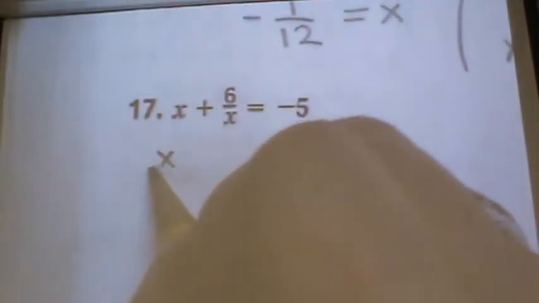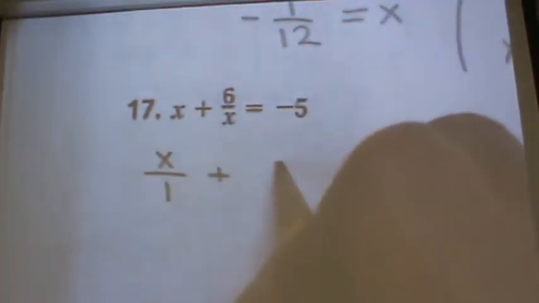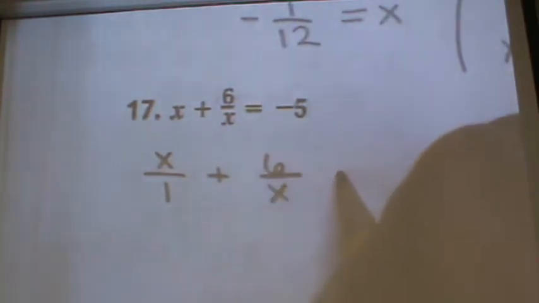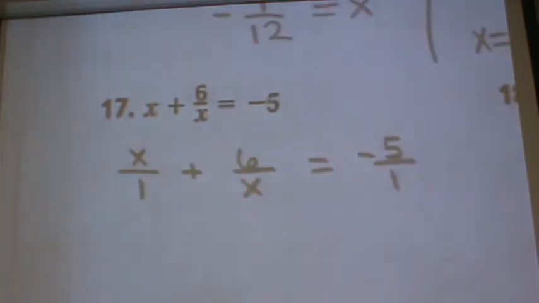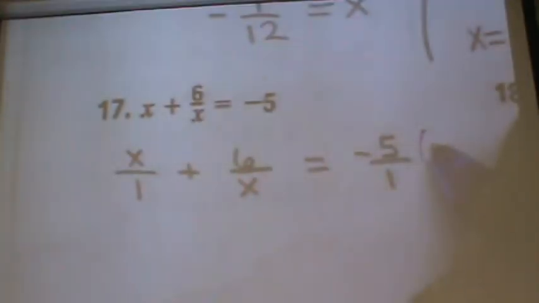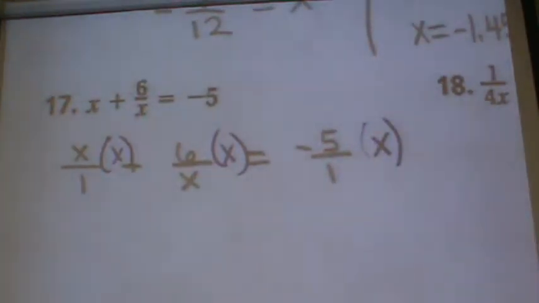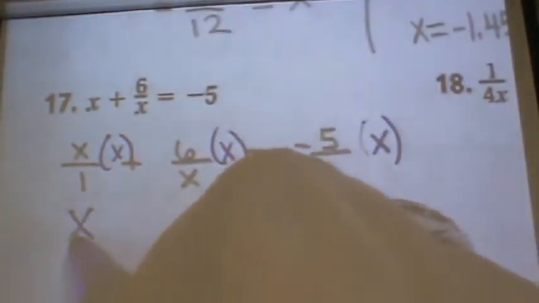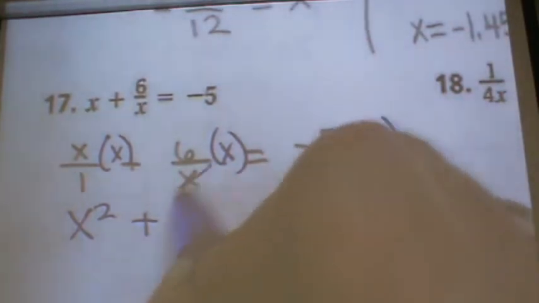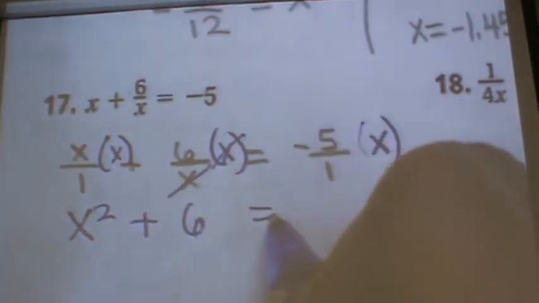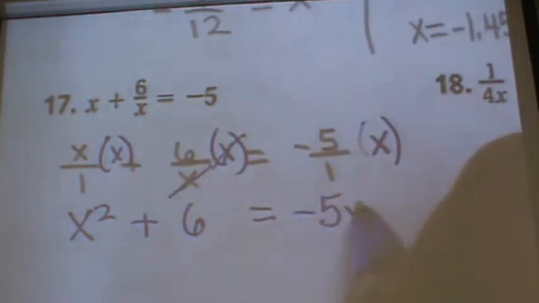See this problem? It's really x over 1 plus 6 over x equals negative 5 over 1, right? So what's your common denominator? 1x or x. I like to use different pens sometimes, different colors, and I do this. So tell me what you have. x squared, because the x's cancel out, yep, equals negative 5x. Then what?